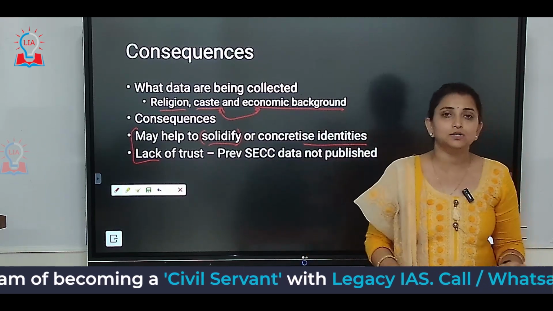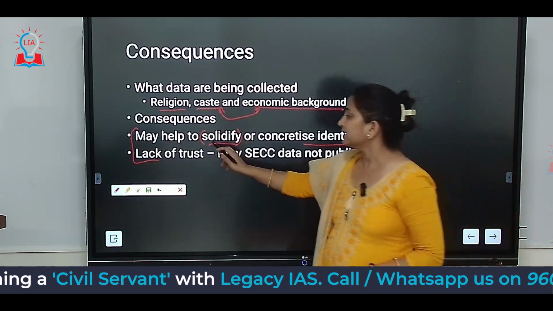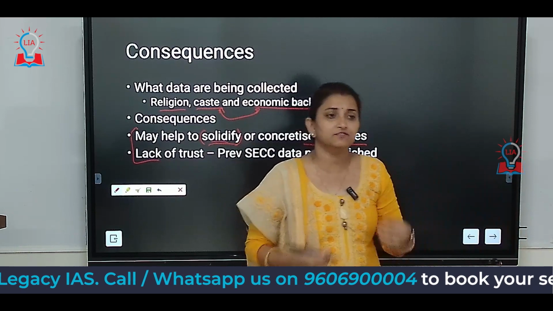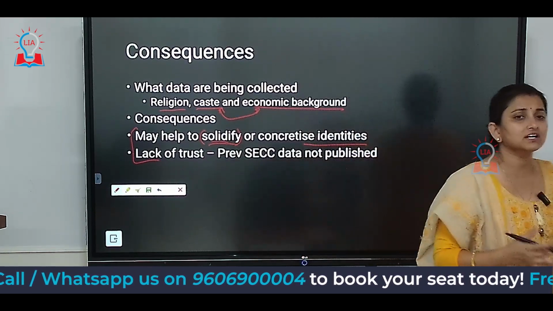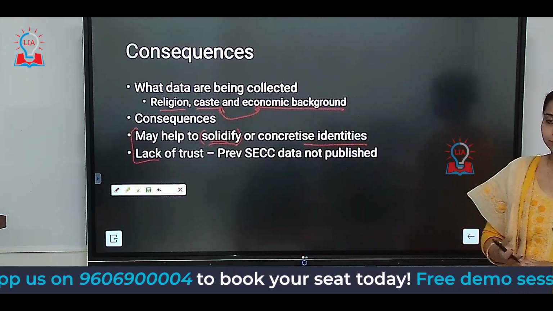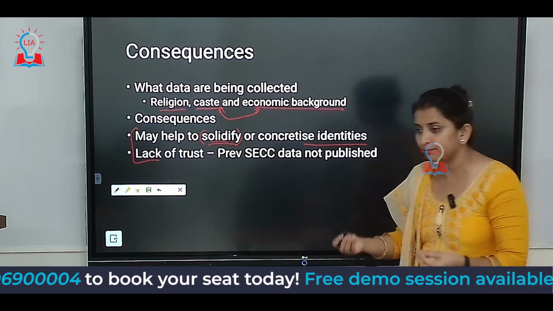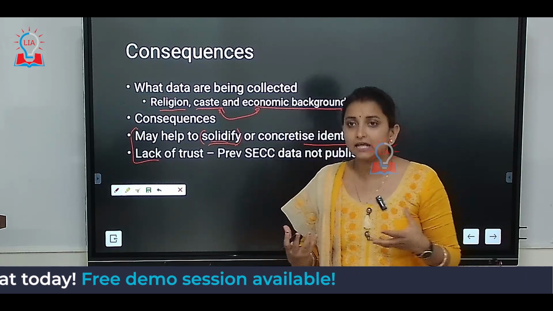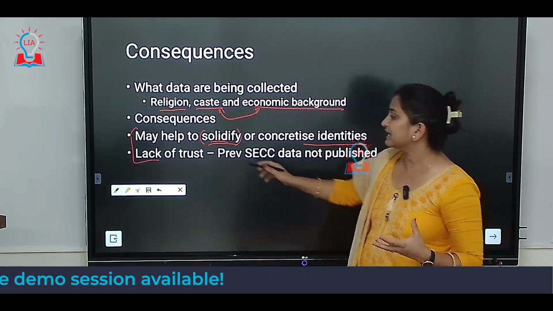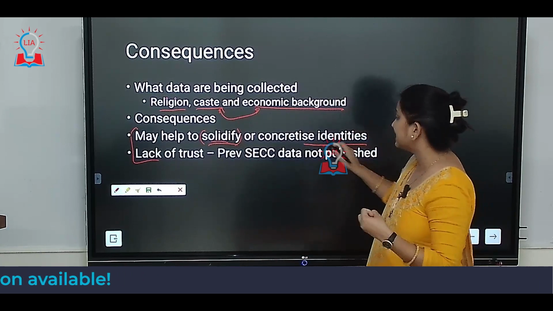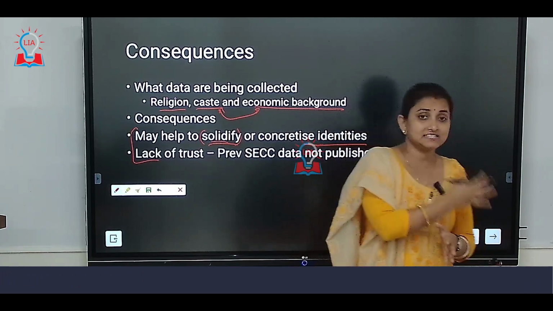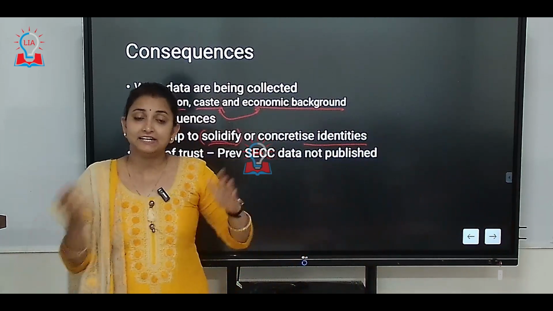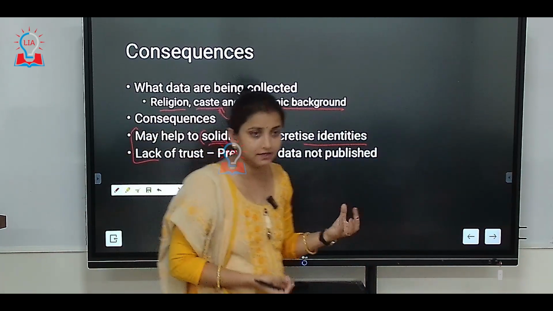Okay, it may lead to caste-based riots. Or let's say that a particular caste has come out of poverty, which is a positive thing. And now the government decides that, because you have come out of poverty or your economic indicators have improved, now we will not be giving you reservation or will be reducing the amount of reservation. Now again, that can cause problems, right? So ultimately, it may help to solidify or concretize identity, which is exactly the opposite of what we are looking for. What we are looking for is social equality. It can in turn bring social inequality, right?